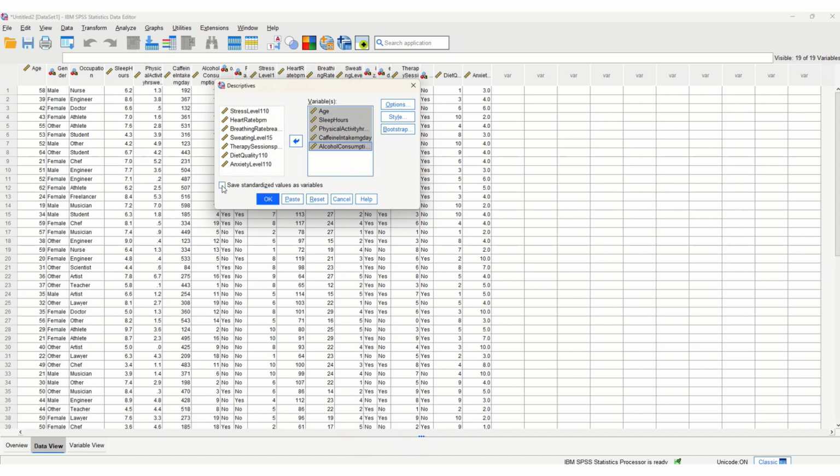And the key here is that you need to check this box that says Save Standardized Values as Variables. By checking that box, SPSS knows that it should go through, calculate those z-scores, and then create columns filled with z-scores for each of the columns that you selected. So we'll hit OK.